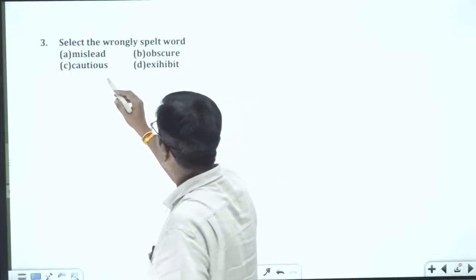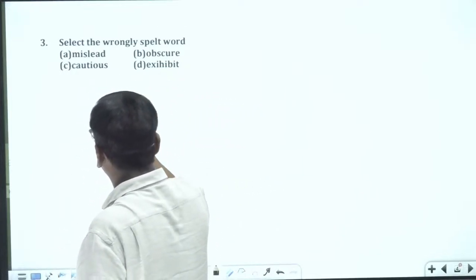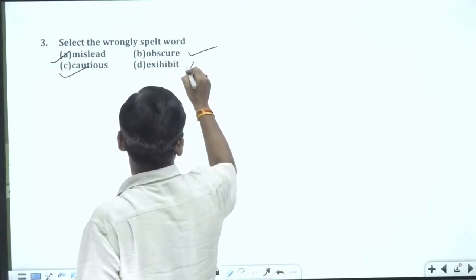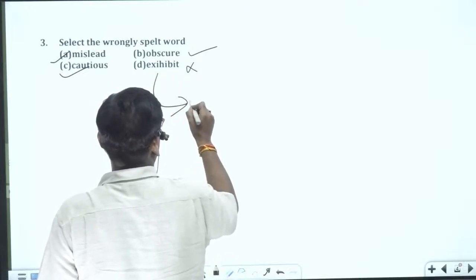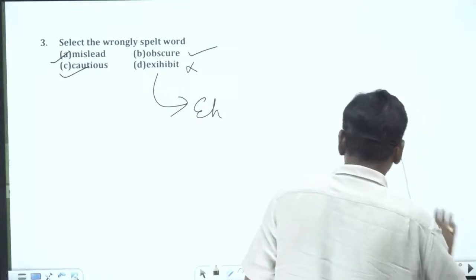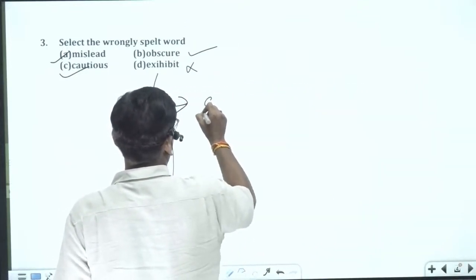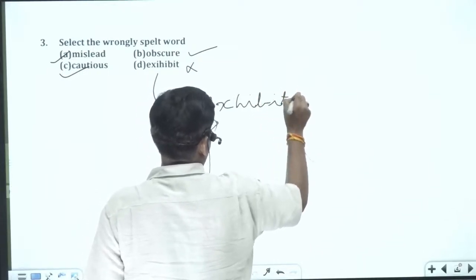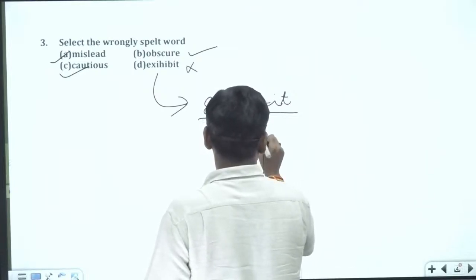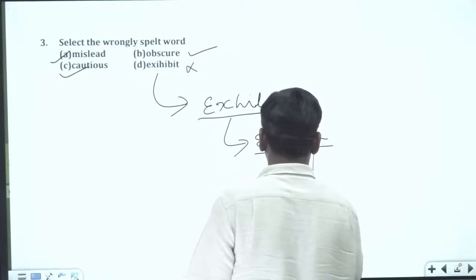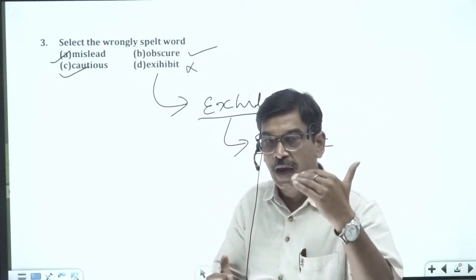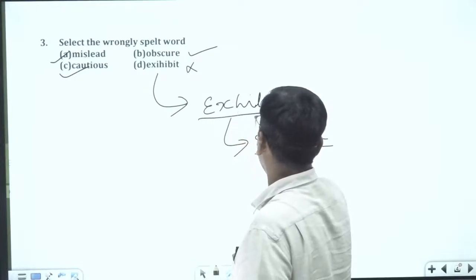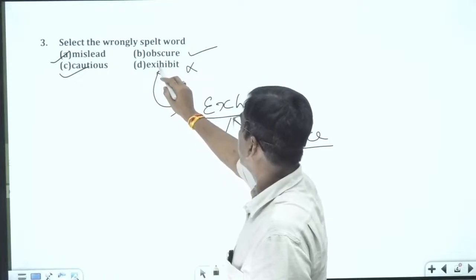Now guys, next question. Select the wrongly spelled word. First of all, we should go through. Mislead is correct. Caution, C-A-U-T-I-O-N, is correct. Obscure is correct. This one is the wrong one. Why? Because its spelling is E-X-H-I-B-I-T. Exhibit means to display. In Hindi, प्रदर्शित करना, दिखाना, to manifest, to evince, to display, to expose. Lots of meanings. So exhibit is E-X-H-I-B-I-T. So this spelling must be wrong.